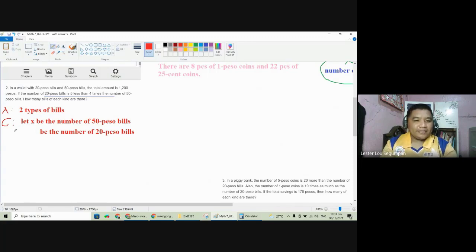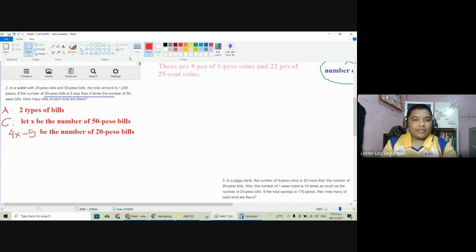But you might be saying 5 less than 4 times the number of 50 peso bills. Again, when you have the term less than, you might want to review that as part of your preparation. It interchanges the two terms. So it's not like this. It will actually be 4x minus 5. Again, 4x minus 5. This is the number of 20 peso bills.